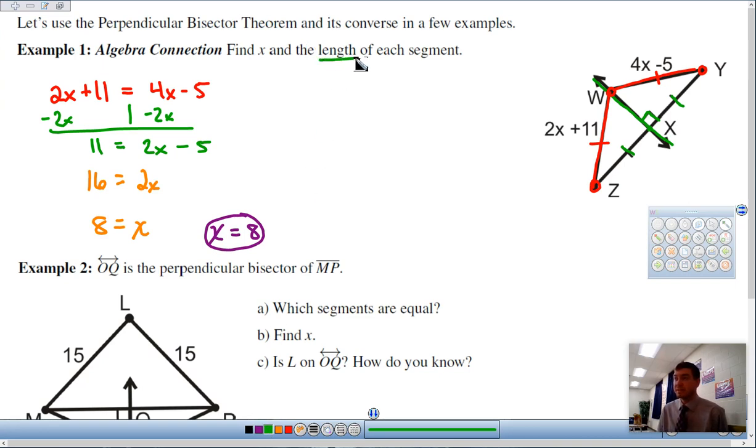They also say find the length of each segment. Well, I have to assume that they mean WZ and WY. And we know that WZ and WY are the same length. So I'm going to plug in 8 to one of these, and I will find the length of both. 2 times 8 is 16, plus 11 more is 27. And that should be the same for both.